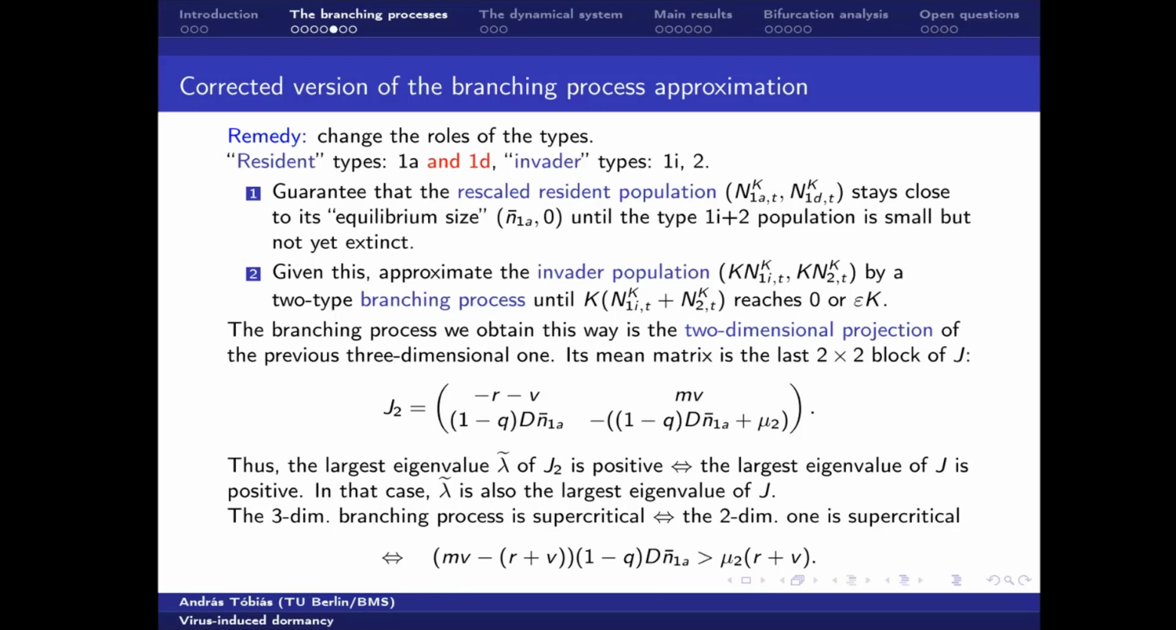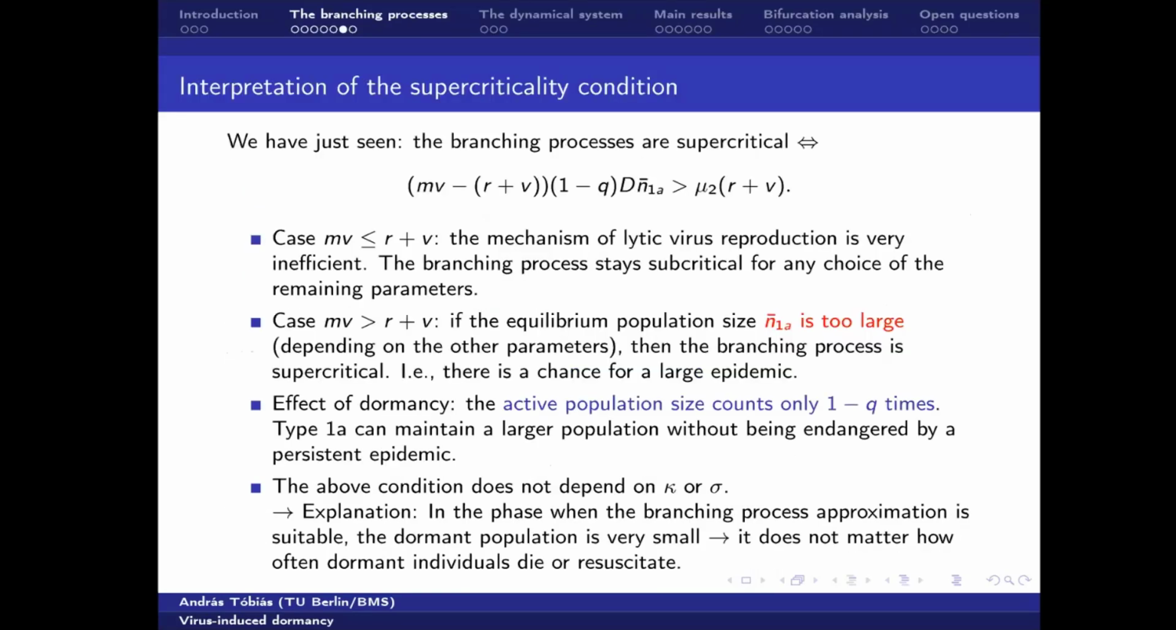So let's try to understand these conditions. Under what condition is this branching process supercritical? So what happens here? MV minus R plus V times 1 minus QD M1A bar is larger than mu2 R plus V. So what is this? First of all, we see that if MV is less than or equal to R plus V, then we have a problem because this becomes negative or at least non-positive, while this side is always strictly positive.